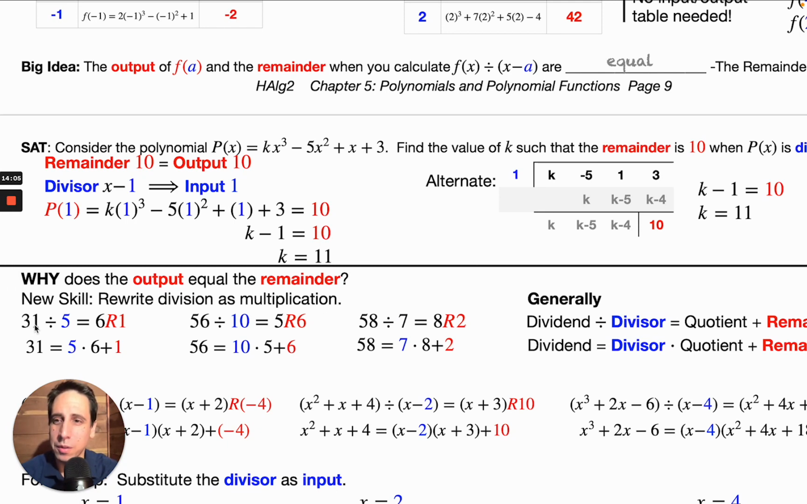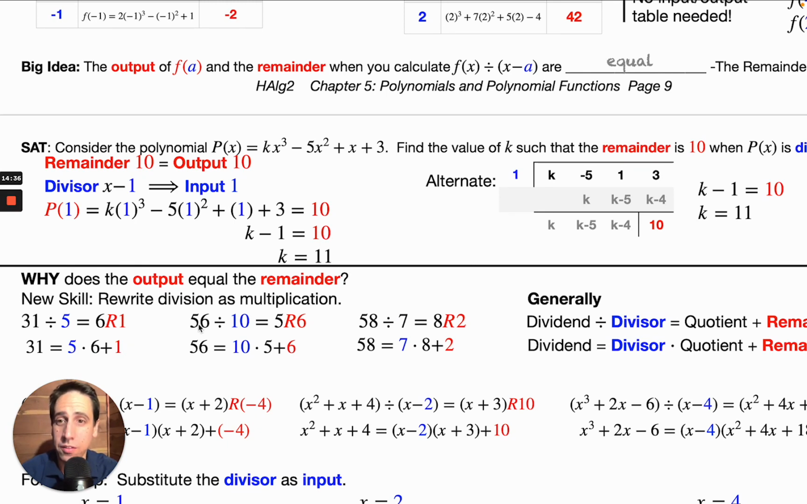So if you see something like 31 divided by 5 is equal to 6 remainder 1, you could change that around. You notice that the order is the same: 31, 5, 6, 1. The only thing that changes is that instead of a division, you write an equal sign, and instead of the equal sign, you write a multiplication and addition right here. But the order is still the same. So if you see division here, you could rewrite that as multiplication. This 31 is really equal to 5 times 6 plus 1.